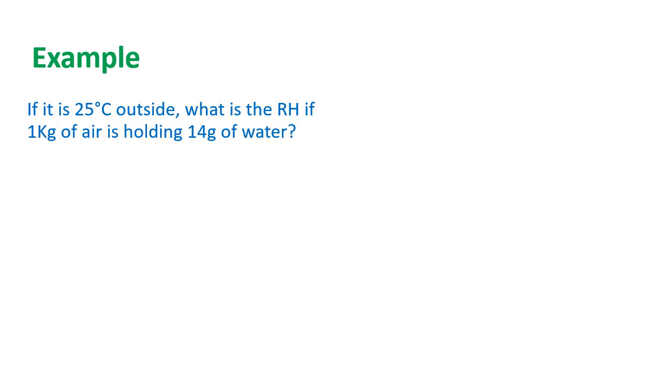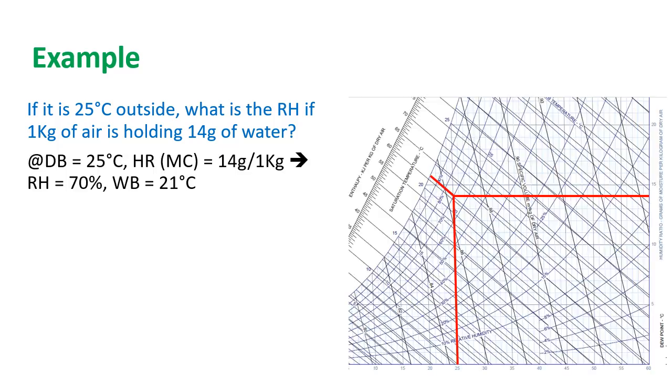If it is 25 degrees Celsius outside, what is the relative humidity if 1 kilogram of air is holding 14 grams of water? By connecting a vertical line from 25 degrees of dry bulb at the bottom of the chart, and a horizontal line starting from 14 grams per 1 kilogram of dry air moisture content, we find a point that shows the relative humidity in those conditions, which is 70%. Now, if we draw a line along the wet bulb temperature lines, we can find the air's wet bulb temperature on the RH 100% line, which is 21 degrees.